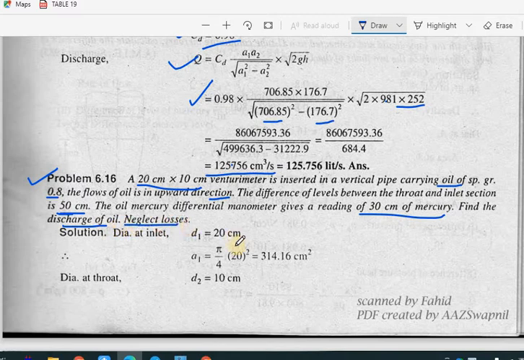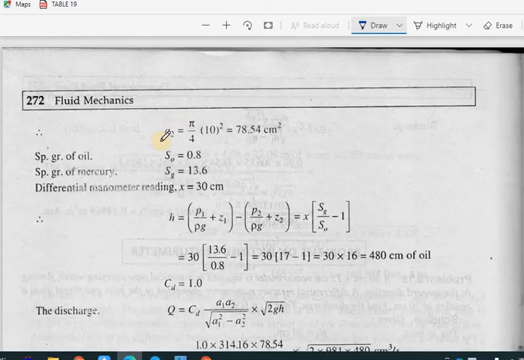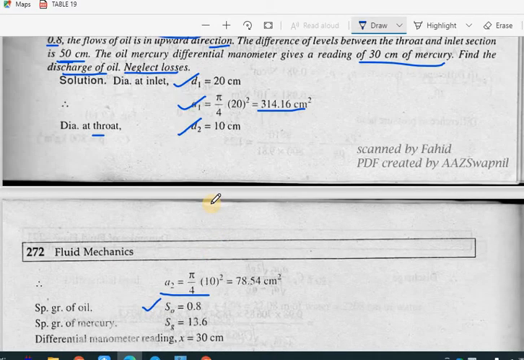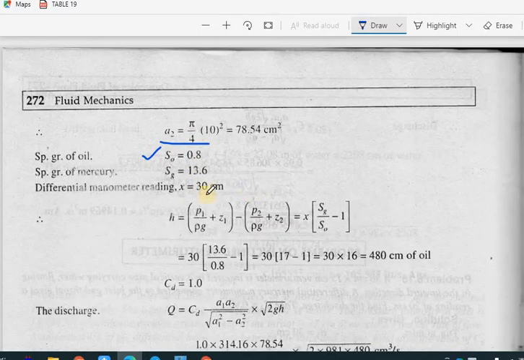So we'll first write all the given parameters. We have the diameter of the first section, which is 20 centimeter, from where we can calculate the area, which is pi by 4 into 20 square. This is coming out to be 314.16 centimeter square. Diameter of throat, which is D2, is 10 centimeter. So we can calculate the area: pi by 4 into 10 square, so 78.54 centimeter square. We also have the specific gravity of oil, which is 0.8, and the specific gravity of mercury is 13.6, and the value of the differential manometer is coming out to be 30 centimeter.